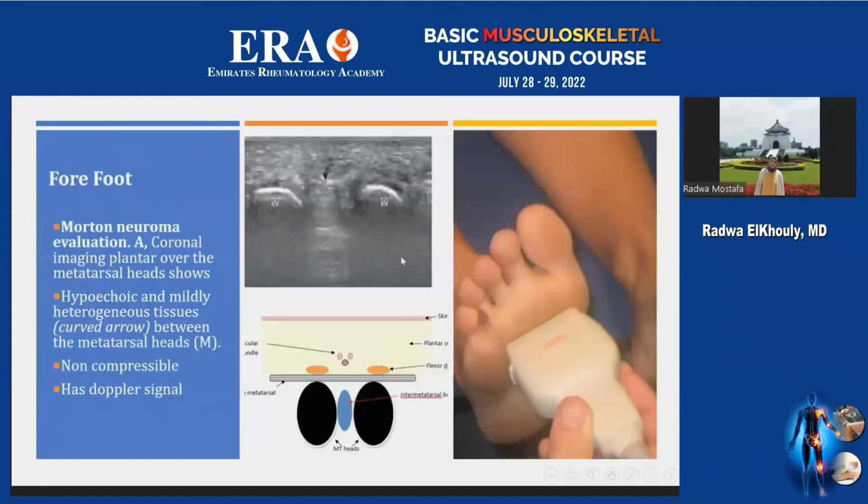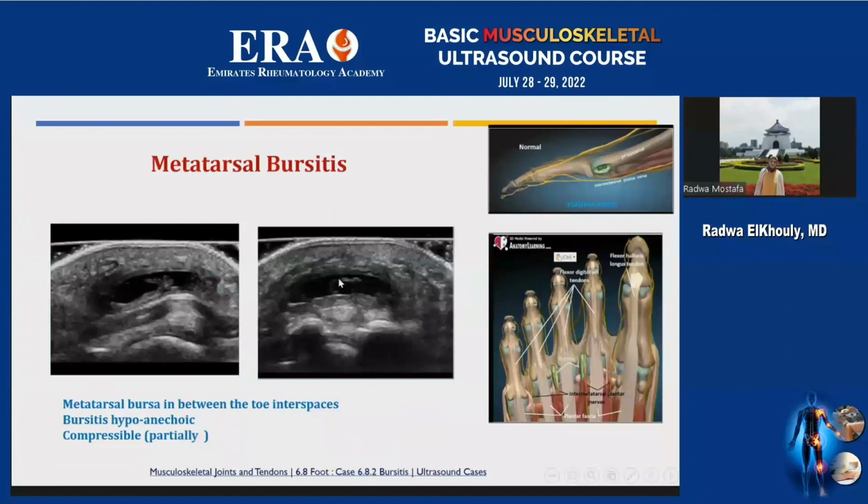For the forefoot, the most common findings between the two heads are Morton's neuroma or metatarsal bursitis. The Morton neuroma is a hypoechoic lesion between the metatarsal heads when we're scanning in a transverse plane. It's non-compressible and may not have Doppler signal, and there is a special technique of scanning with Mulder's maneuver, squeezing the metatarsal bones. The metatarsal bursitis is more hypoechoic or anechoic and compressible, and may or may not have a Doppler signal.